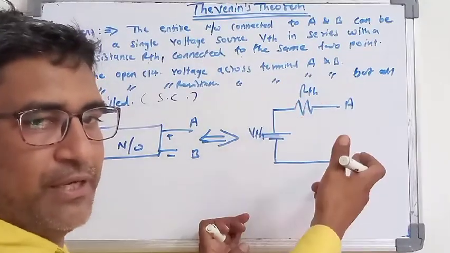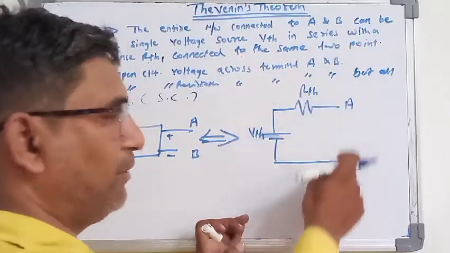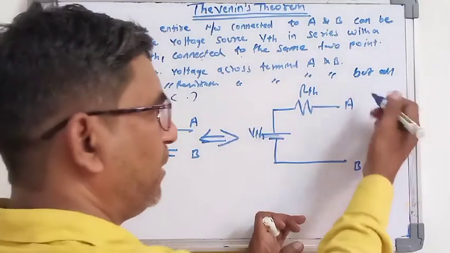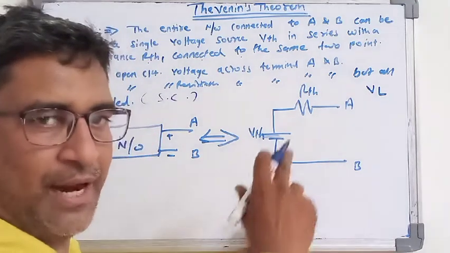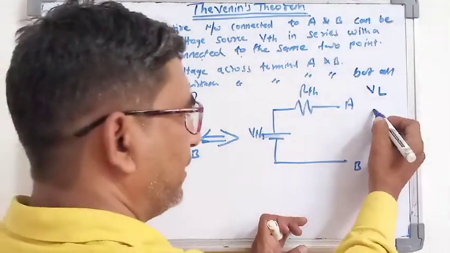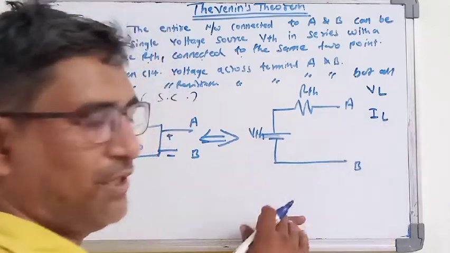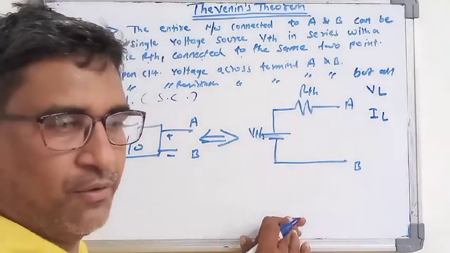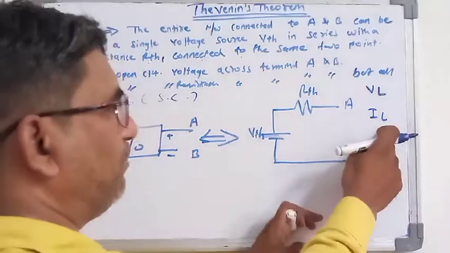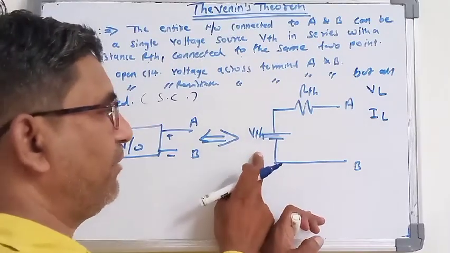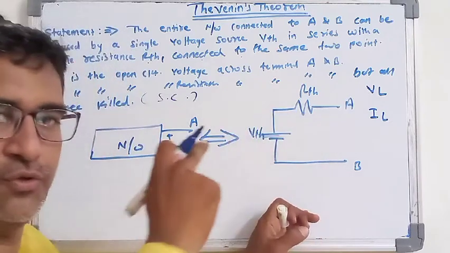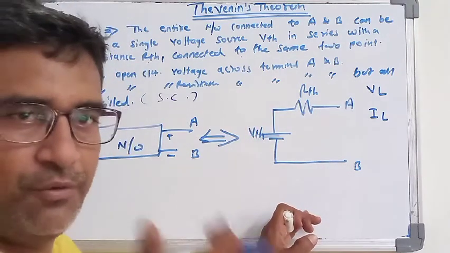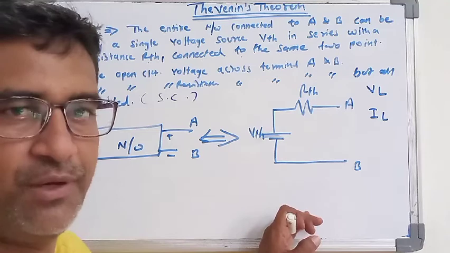After finding VTH and RTH, after connecting the load resistor, you will obtain the value VL, that is the load voltage, and at the end you will get the value IL, that is the load current. So it is very important to find first the VTH value and second the RTH value. So you have to see how VTH and RTH are found out.